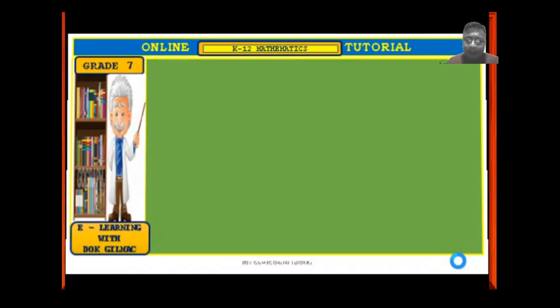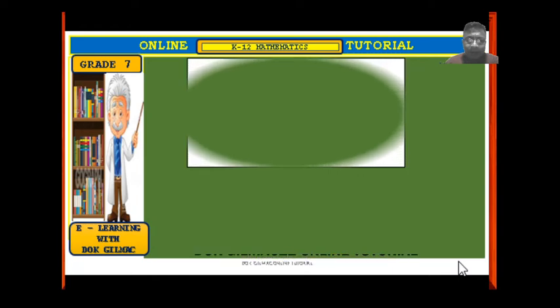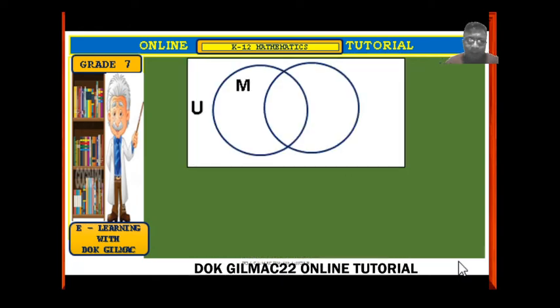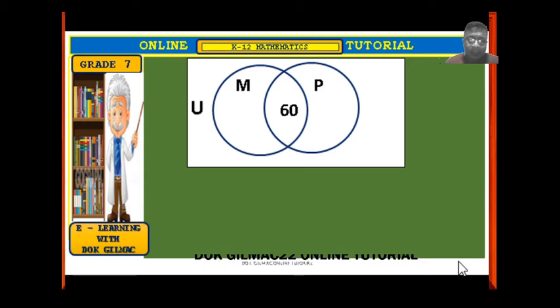Okay, so take note of that. Let's have the Venn diagram for the two sets, mushroom and pepperoni pizza. There are 60 who ordered both mushroom and pepperoni. There are 80 who ordered mushroom, so 60 plus 20 is 80.